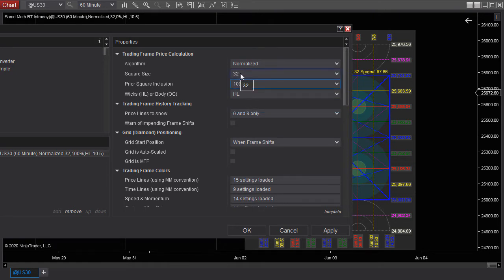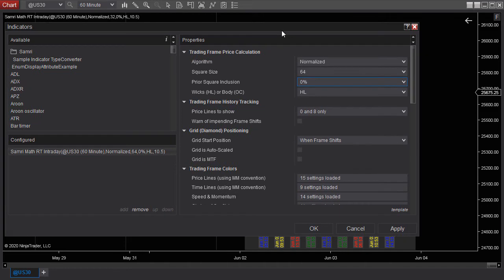100% is what it says. It's 100%. So now we're looking at 32 and we are increasing our look back by another 32. That means we're basically looking at 64. Okay, so leave it at 0 for now unless you have reason to change it.